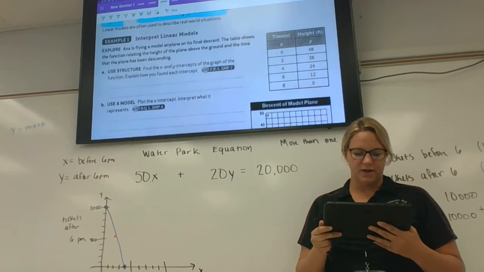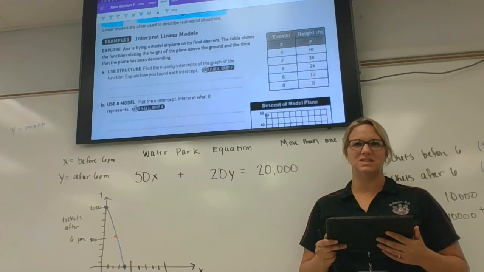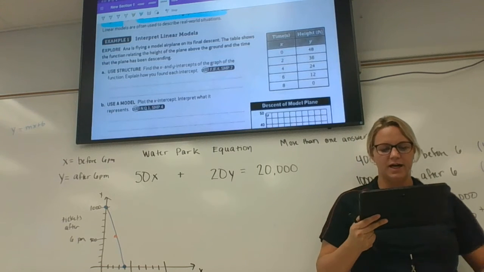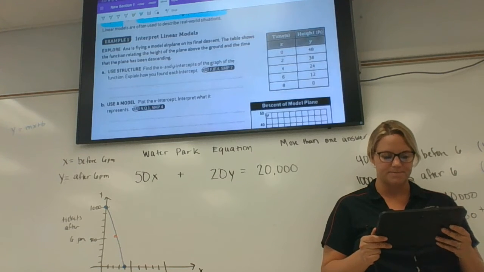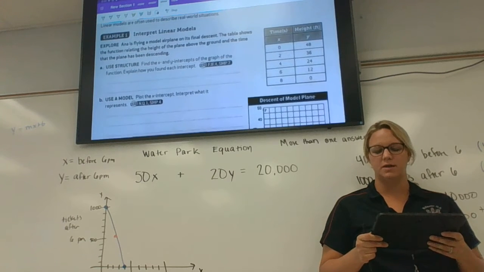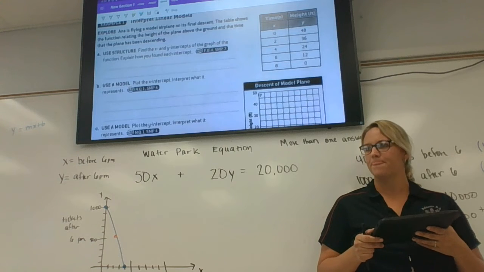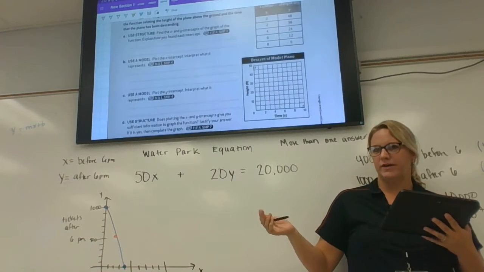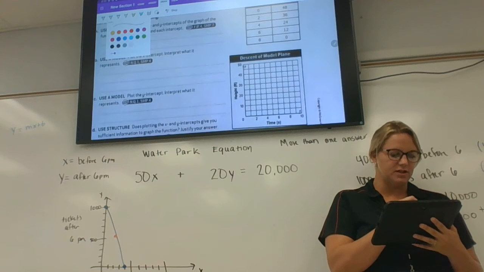All right, Anna is flying an airplane on its final descent. What does descent mean? Going down. The table shows the function relating the height of the plane above the ground and the time the plane has been descending. Find the x and y intercepts. Explain how you found each intercept. Go ahead. Answer it. Maybe you want to graph it first. Maybe let's just graph it first.